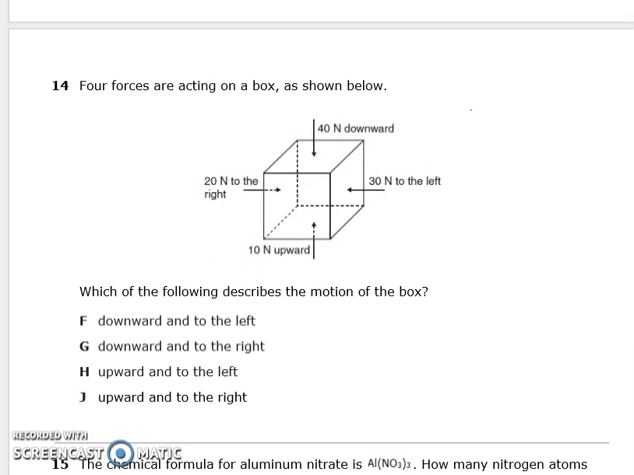Number 14. 4 forces are acting on a box as shown below. Which of the following describes the motion of the box? F. Downward and to the left. G. Downward and to the right. H. Upward and to the left. Or J. Upward and to the right.